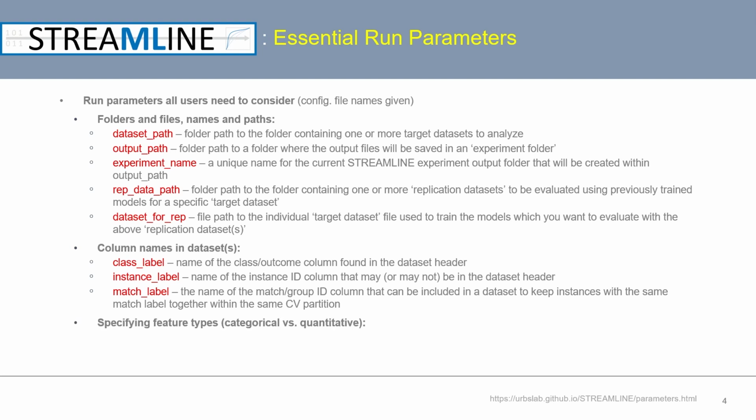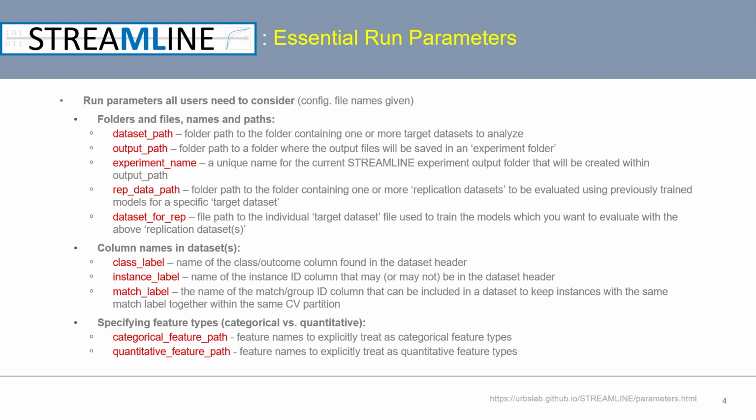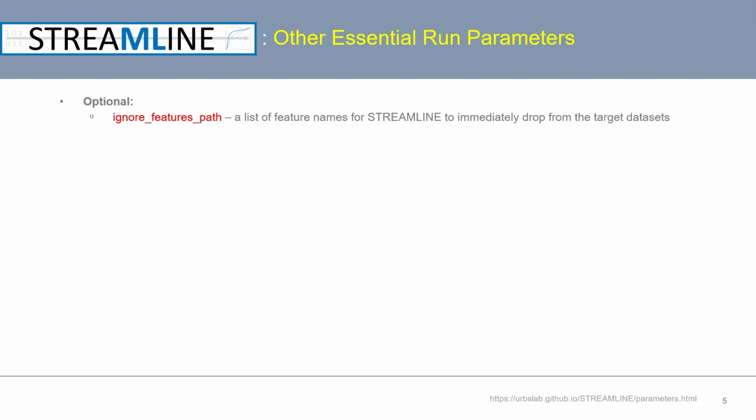Moving on to run parameters that control the specification of feature types as either categorical or quantitative, we have both categorical feature path and quantitative feature path. These parameters allow users to pass a file or a list of feature names to be treated as one feature type or the other. If a user specifies a list of feature names for just one of these run parameters, STREAMLINE will assume that all other features should be treated as the opposite feature type. Moving on to other essential run parameters, the ignore features path run parameter is an optional convenience for the user that specifies a file or list of feature names that STREAMLINE should remove and ignore from the target datasets for the purposes of the analysis.